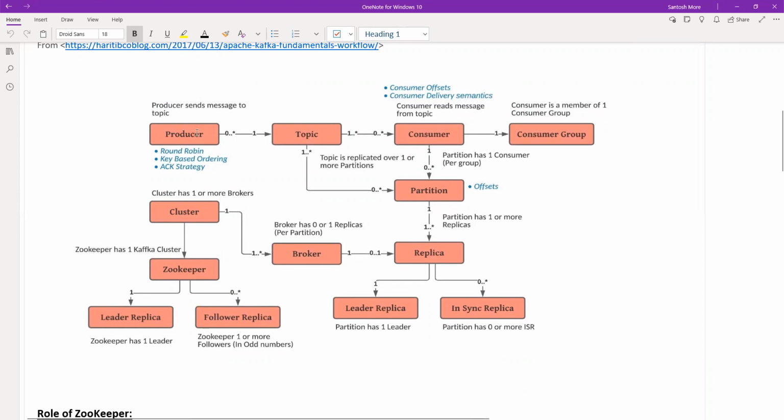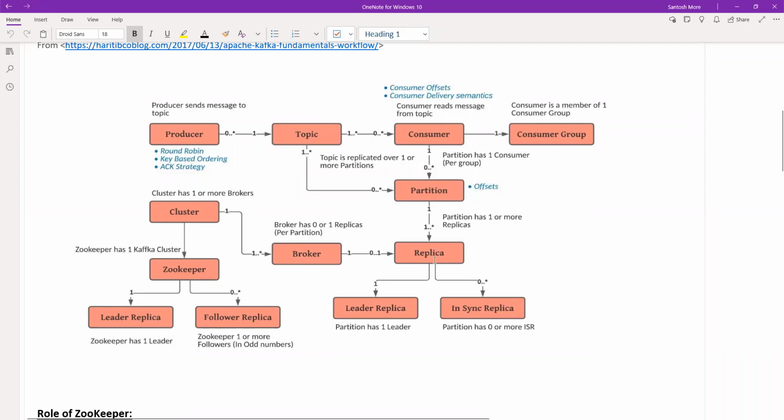If you see, we have these producers here. I think you can see my mouse cursor, right? So this is the producer, which publishes messages to a topic. Then we have consumers who subscribe to a topic, and consumers are part of a consumer group. Topics have zero or more partitions. So one topic can have multiple partitions, and there will be multiple such topics. And every partition will be replicated.